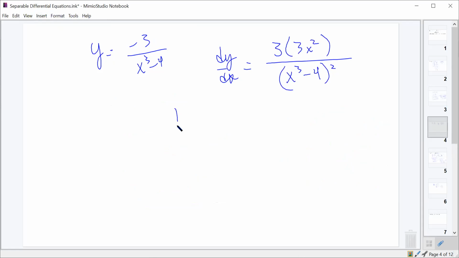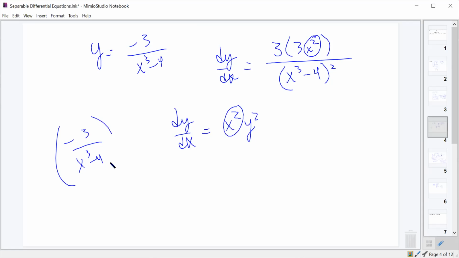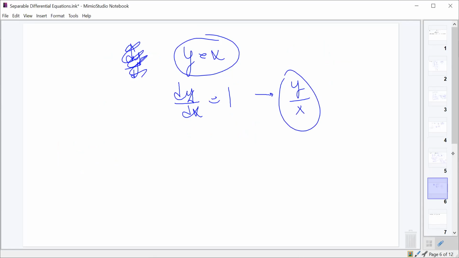And so we started with dy dx equals x squared, y squared, right? Or x squared times y squared. Well, x squared is just x squared. There's my x squared. And y squared, well, y was -3 over x cubed minus 4. Squared would be 9 over x cubed minus 4 squared. And there's your 3 times 3, which is 9 over x cubed minus 4 squared. Does that make sense? Yeah. It's kind of cool, I think.